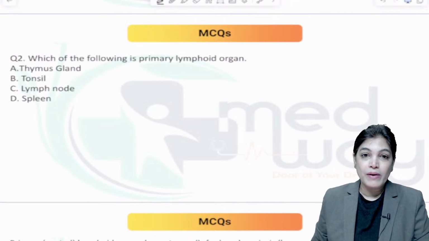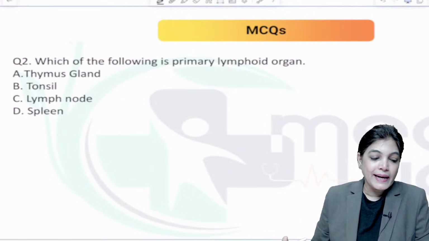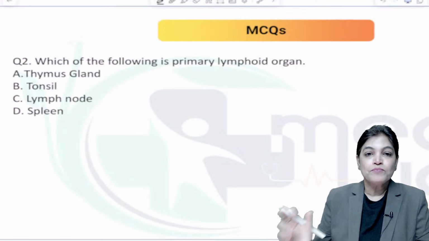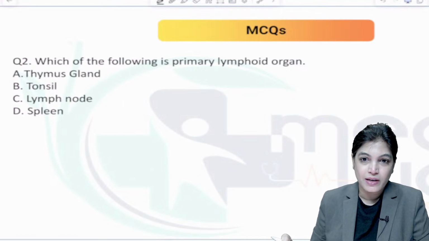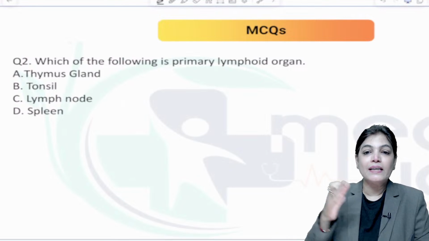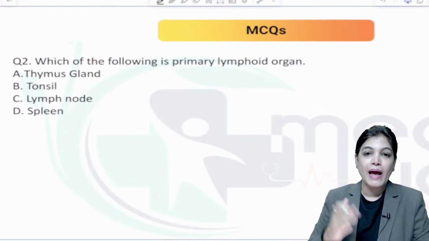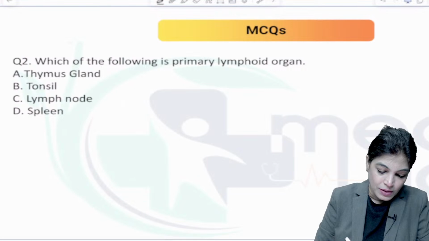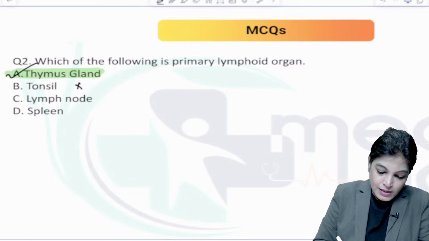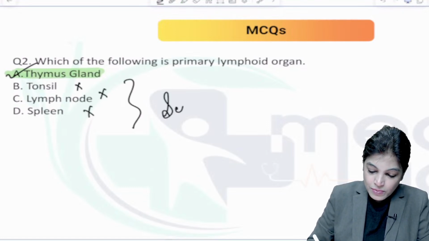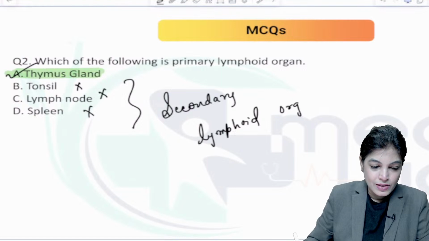Which of the following is a primary lymphoid organ? Many students told me about this MCQ, that it was a direct question. Whenever I take a histology session, I always tell you that you have to know examples of secondary and primary lymphoid structures, and their histological identifying features. If we talk about primary lymphoid organs, the most correct answer will be thymus gland. Bone marrow is not given here. Tonsil, lymph node and spleen are not the right answer because they are secondary lymphoid organs.